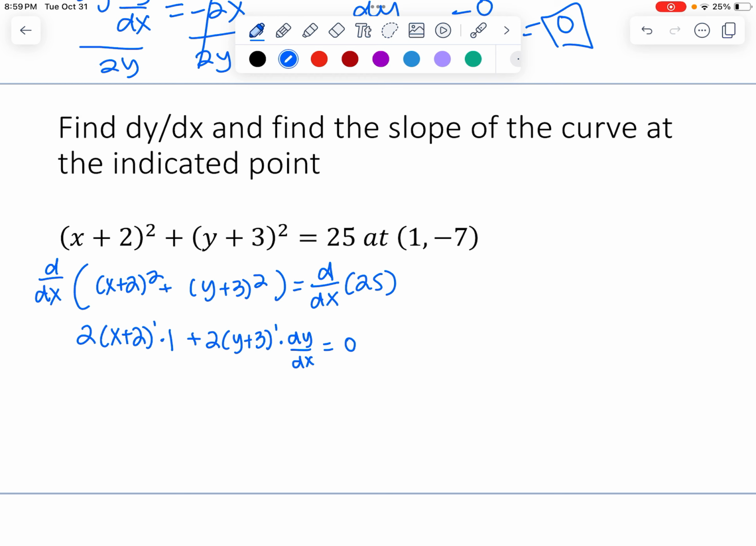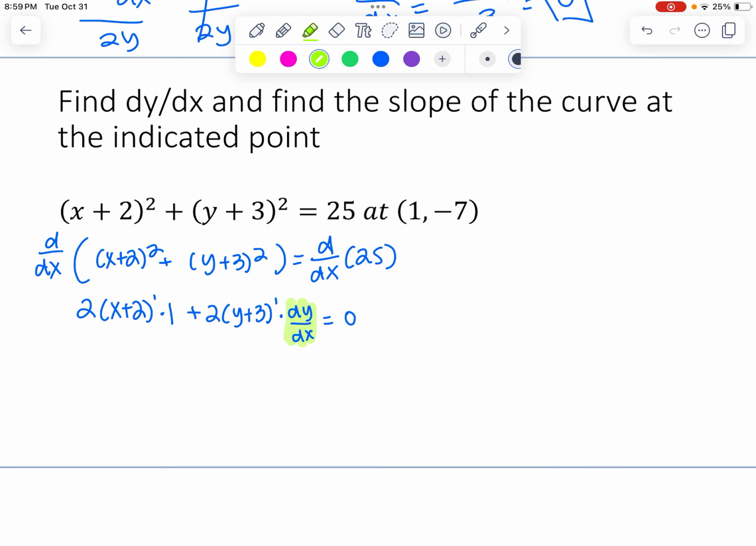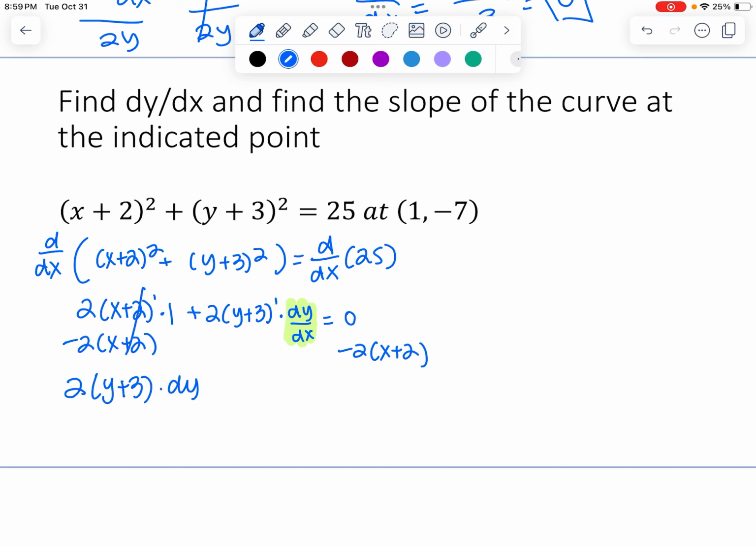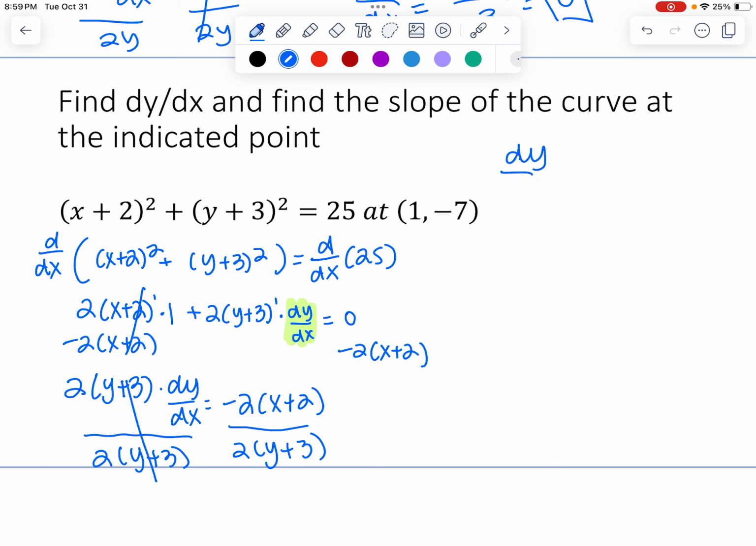So now I'm just solving for dy dx. That's my goal once I take the derivative, and so I'm going to go ahead and move this term over to the other side because I don't need it on that side anymore. And I'll have 2 times y plus 3 times dy dx equaling negative 2x plus 2. And then I will divide both sides by this. So I got dy dx equals negative 2x plus 2 all over 2y plus 3. And then I can simplify that down. Actually, let's just do it. That was so easy. I simplified. Okay.